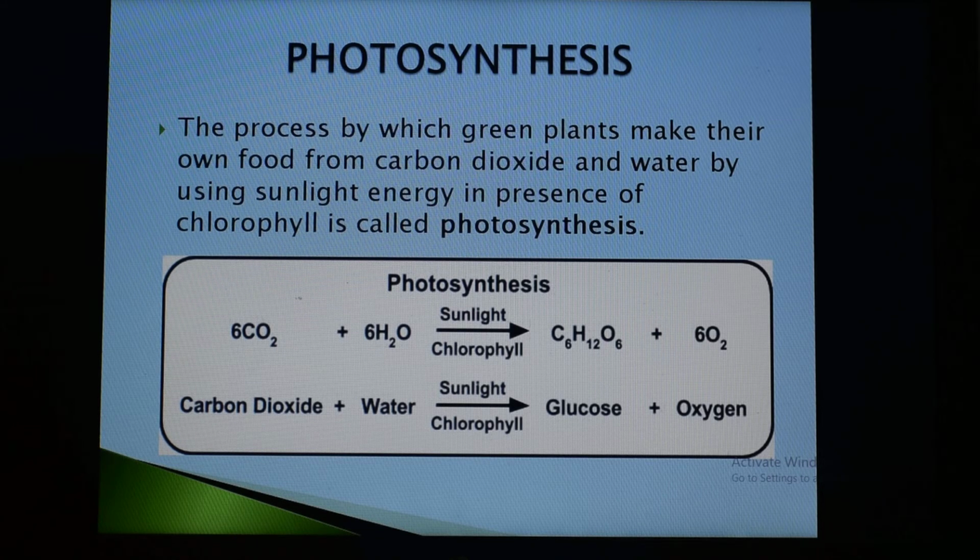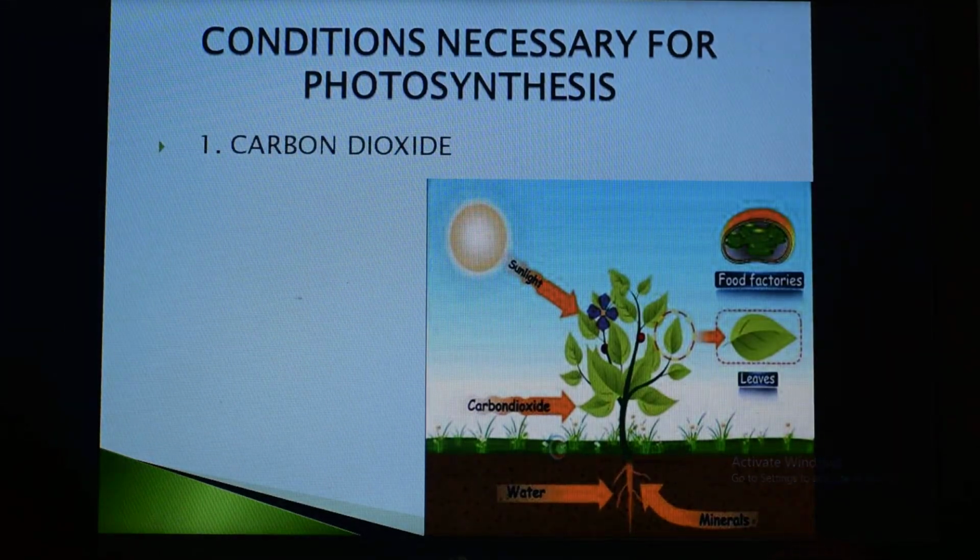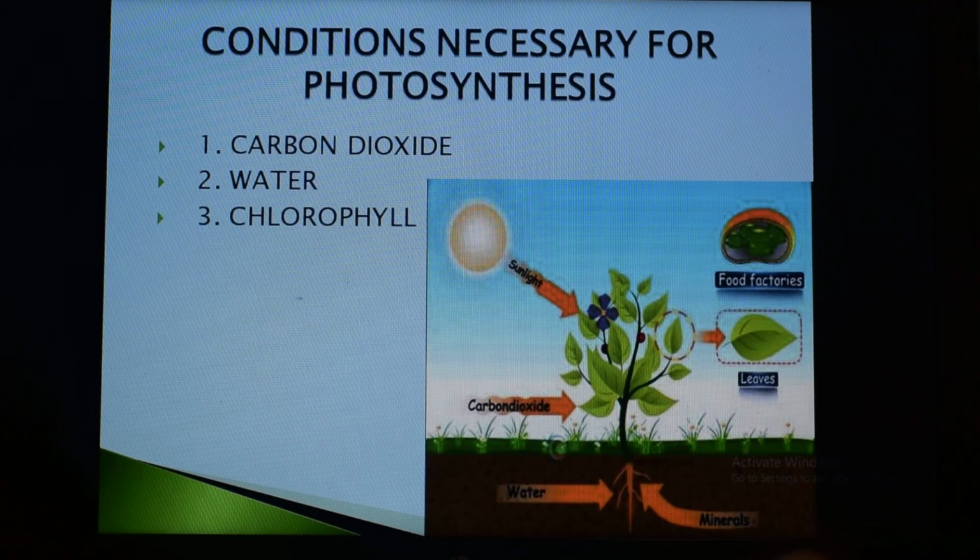Thus, we can now say the necessary conditions for photosynthesis are presence of carbon dioxide, presence of water, presence of chlorophyll, along with presence of sunlight.